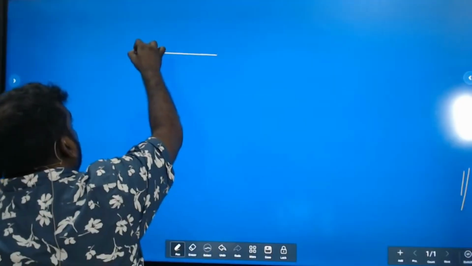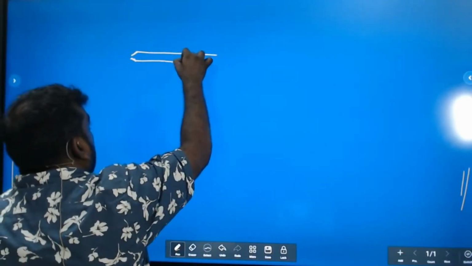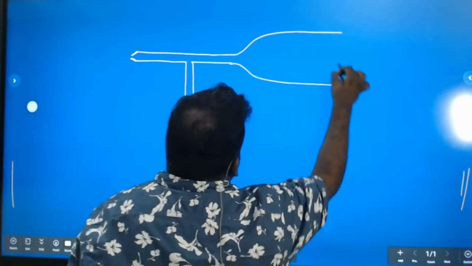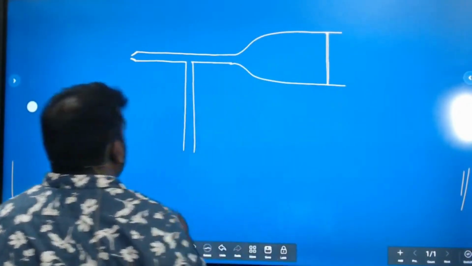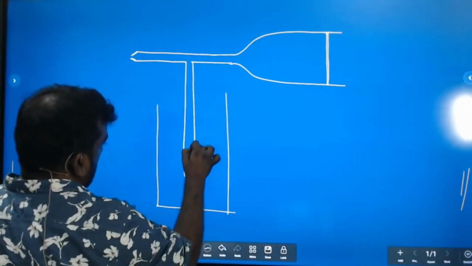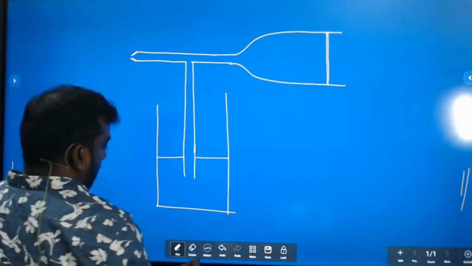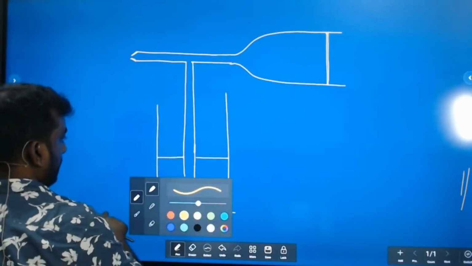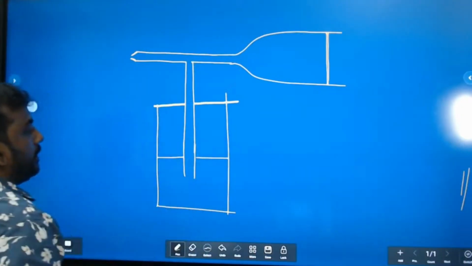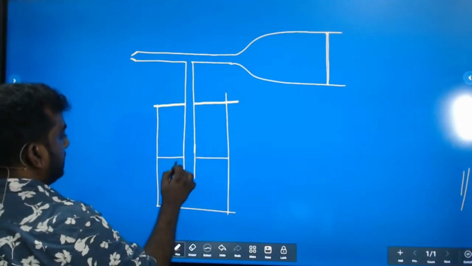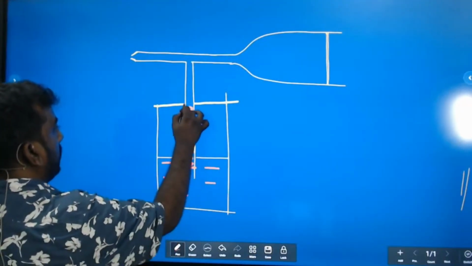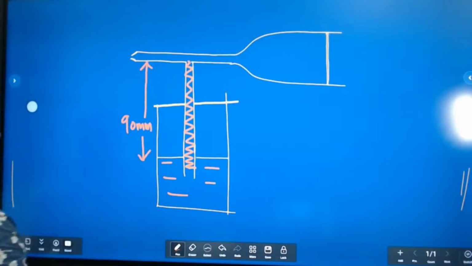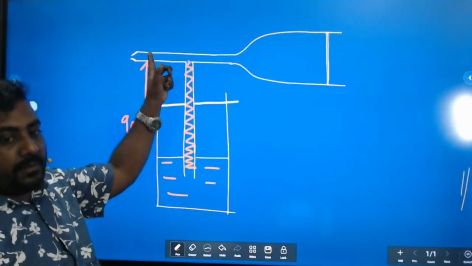Now here is your tube. Carefully, the liquid is going to rise, 20 millimeter. Remember, air and this liquid will not mix. After mixing, you can't apply Bernoulli's principle.